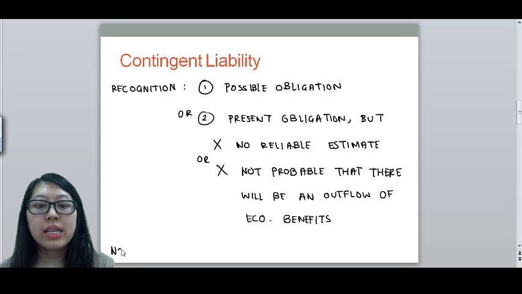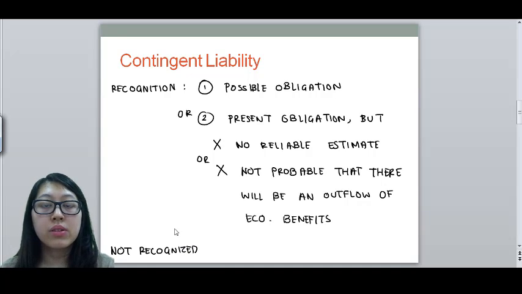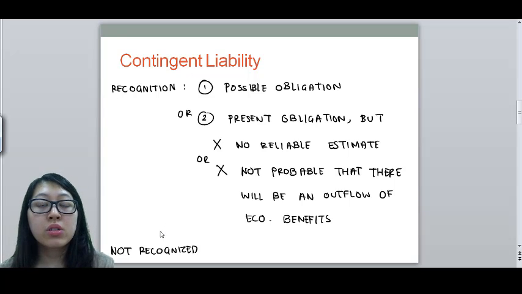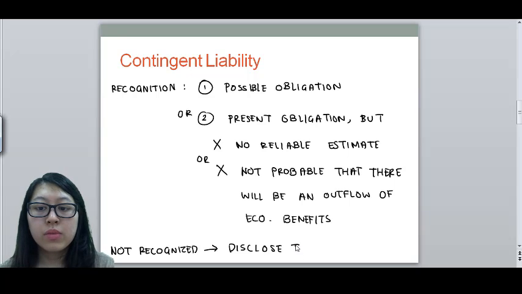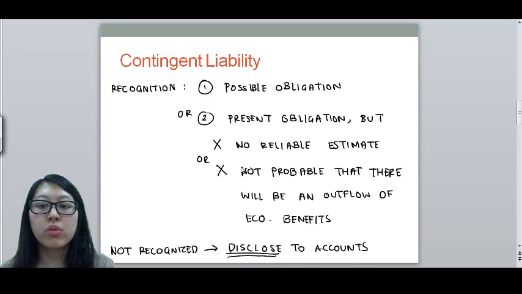So how is this treated? It is not recognized as a liability in our financial statements. It is not treated the same way as a provision. So we do not disclose a contingent liability in the SOFP, and we do not recognize an expense either. But what we do is we simply disclose to the accounts. So we have to create a disclosure note to inform our stakeholders that we have a contingent liability existing.